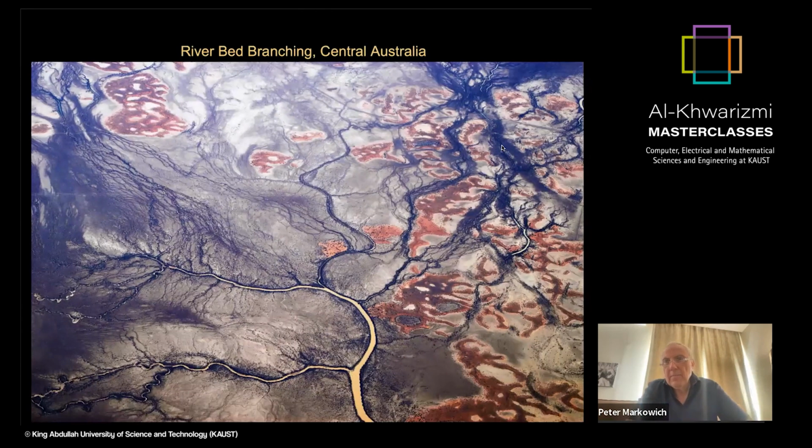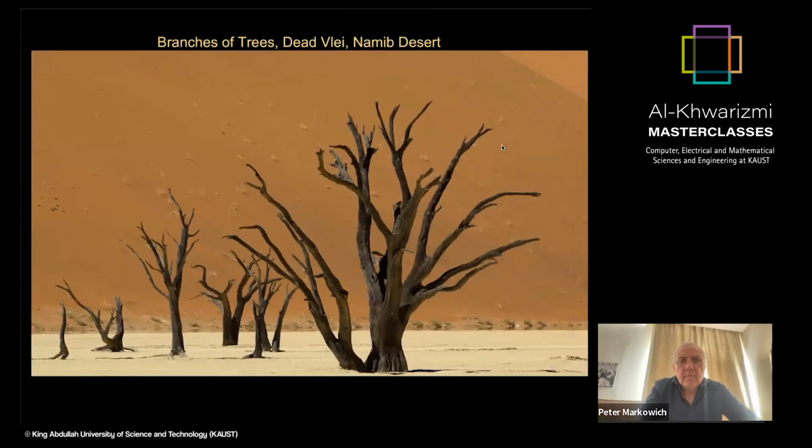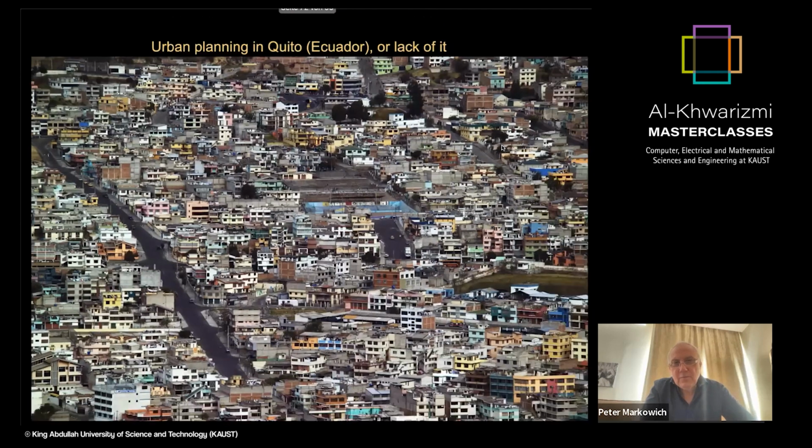Well, more or less the same principle applies if you ask yourself, how does a river flow in the landscape? And how does it branch in the landscape? Again, this can be modeled by optimal mass transportation. Branching of vessels in lotus leaves, same thing. I'll just show you some pictures. Well, no, I don't want to show you more because then you are not going to look at the book, maybe.